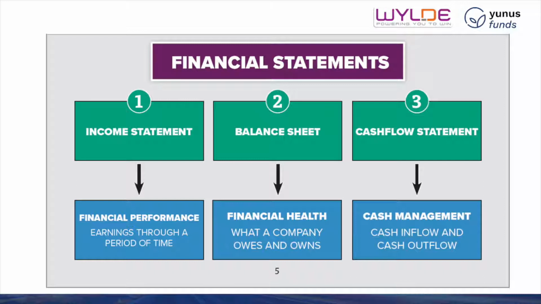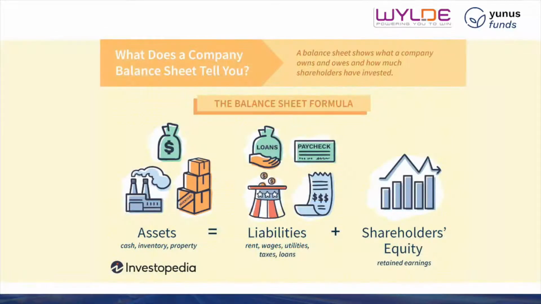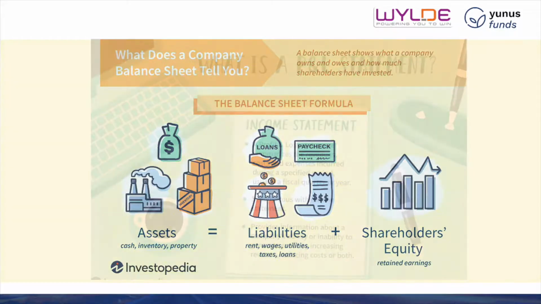Let's dig deeper and understand what each statement has. Now, a balance sheet is a statement that shows what the company owns in terms of assets, what it owes to third parties, that's the liabilities, and what the shareholders have put into the business, that's the equity.